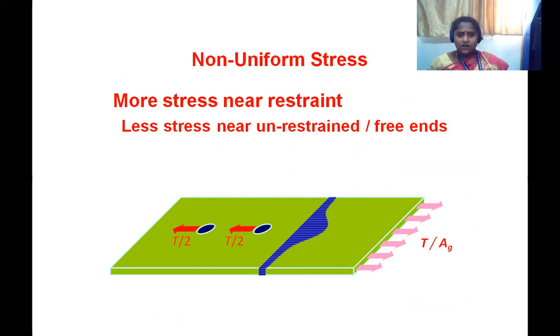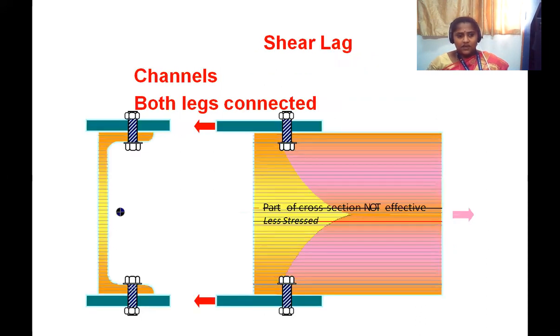Under non-uniform stress, what will happen? More stress near the restraint, less stress near the unrestrained free ends. See, you could see here at the bolt zone there is more stress and less stress near the unrestrained or free ends. See, this is the process of shear lag.